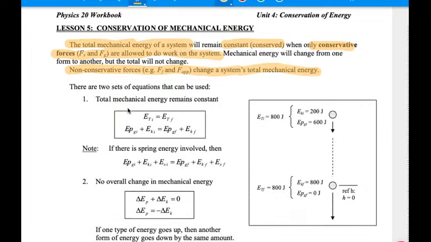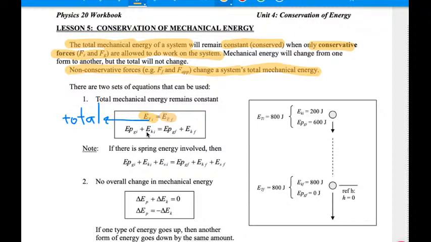So we have two sets of equations that can be used. The total mechanical energy remains constant. So this one, nice and simple, the total mechanical energy, which is E_T, right? T here means total mechanical. And the total mechanical energy at the initial point, our I, will be the same as the total mechanical energy at the end.